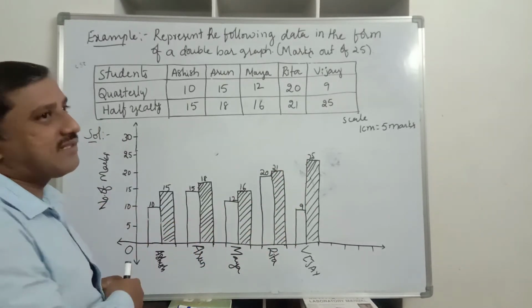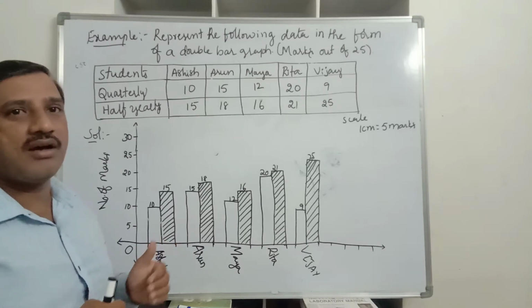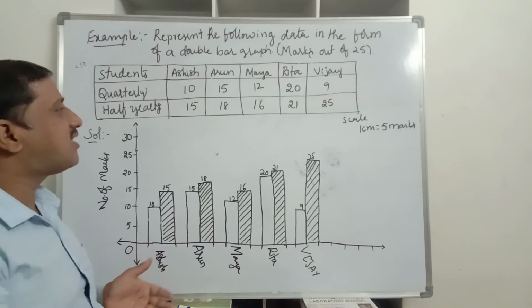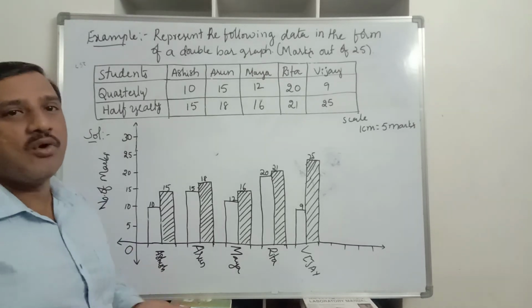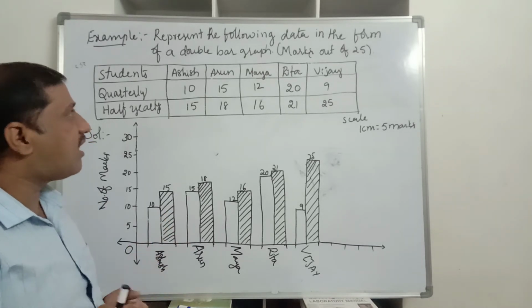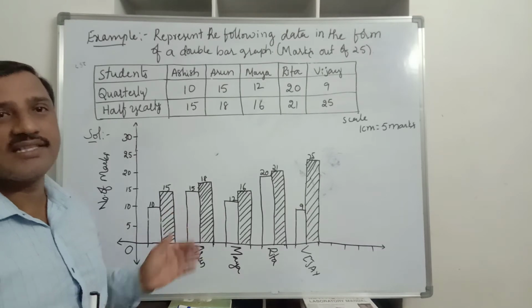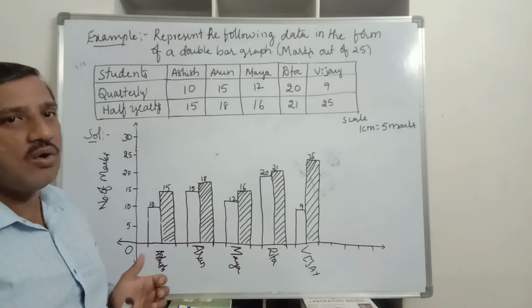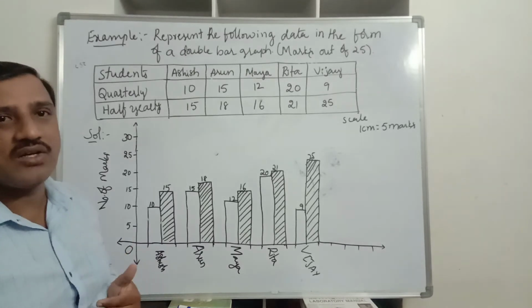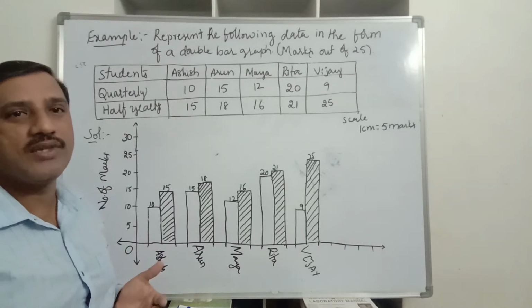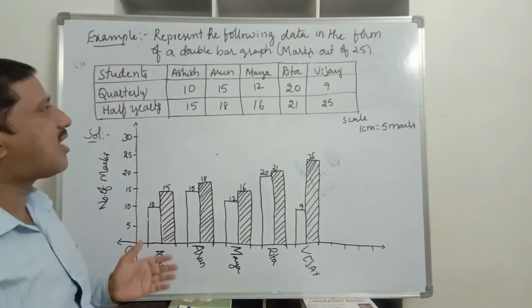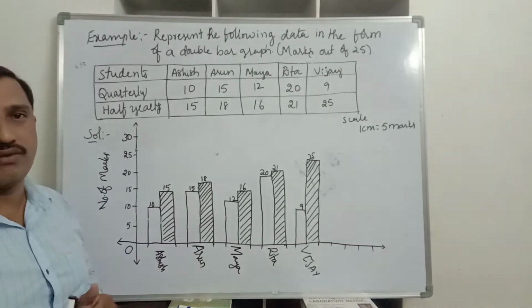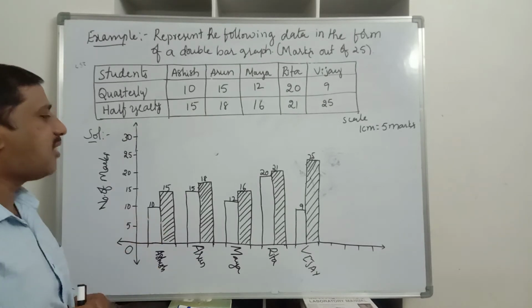So based on this, the teacher can take some precautionary steps, remedial steps, to make the children improve even more by adopting this kind of double bar graph, by representing the data in the form of a double bar graph. A teacher can conclude, so I should take more attention towards so and so student to improve them. So this double bar graph helps in this way to compare two collections of data by representing them in the form of bars.